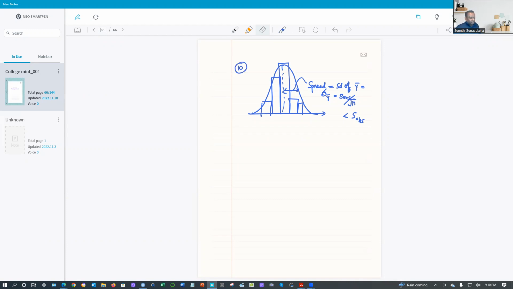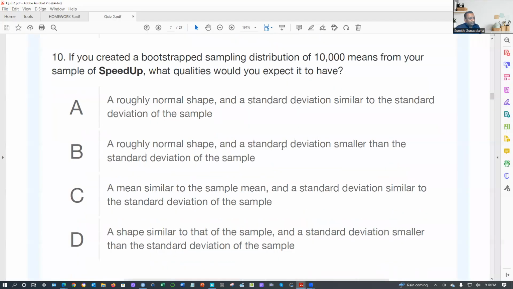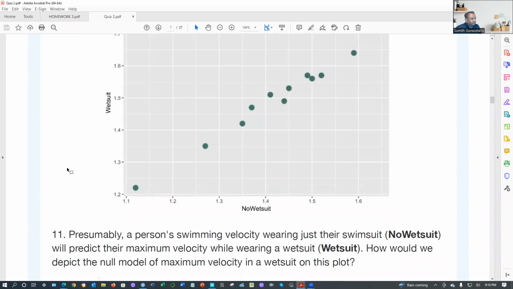So number 10 should be: roughly normal in shape, and in standard deviation, smaller than the standard deviation of the sample.